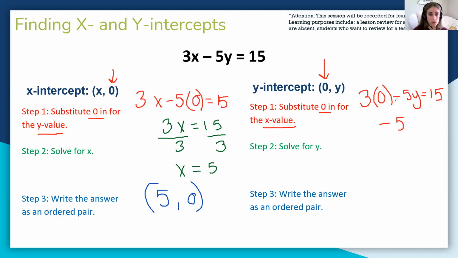Kind of like in English, you can say run or ran or running. Different forms, all means the same thing. Negative 5y equals 15. Divide by negative 5. Y equals negative 3. So when x is 0, our y value is negative 3, making that our ordered pair, making that our y-intercept.